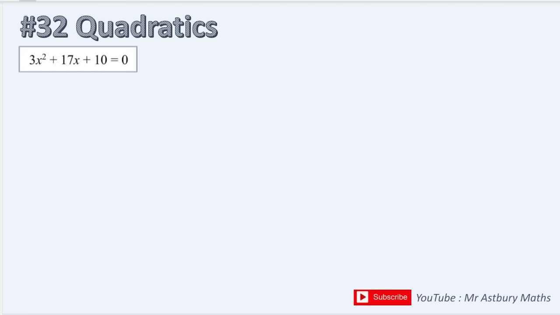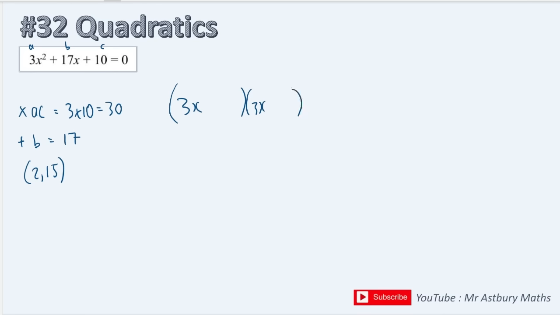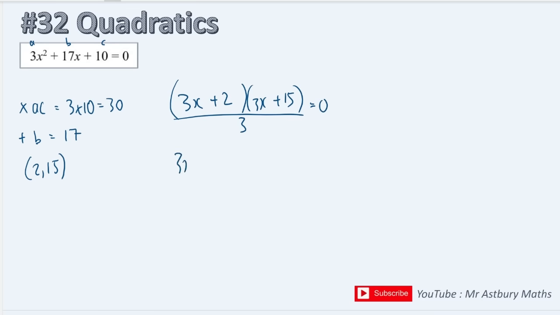Our next question, we can factorize this using the AC method. So I need two numbers that times together to make AC, where AC in this case is 3 times 10, which is 30. And I need two numbers that add to make the B value, which is 17. So those two numbers are 2 and 15. Because the A value is 3, I write 3x all over 3. And we put in the 2 and the 15. So we have 3x plus 2 or x plus 5 when I divide that bracket by 3.